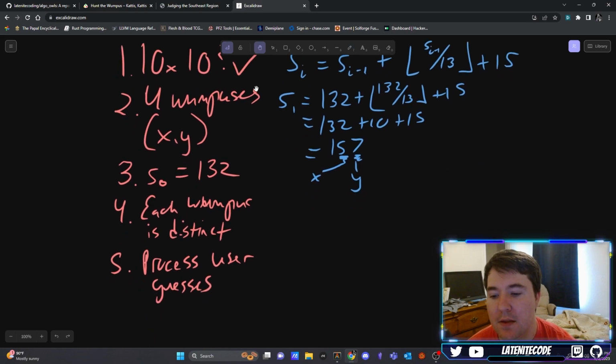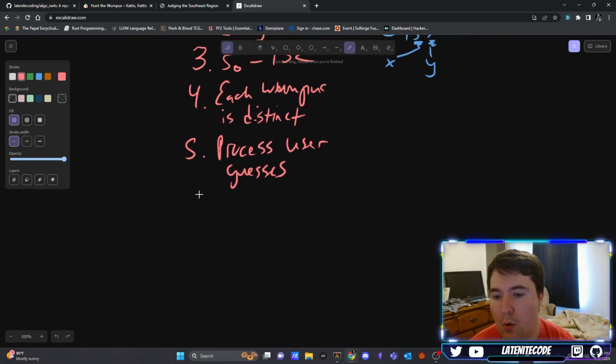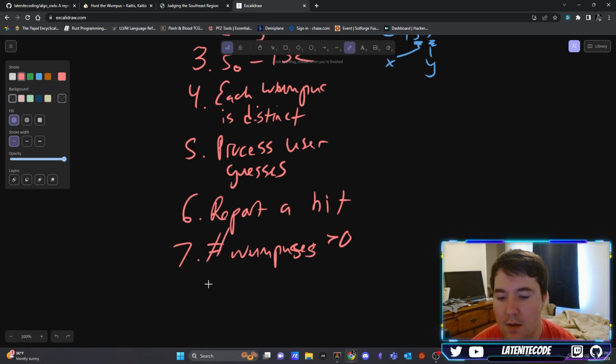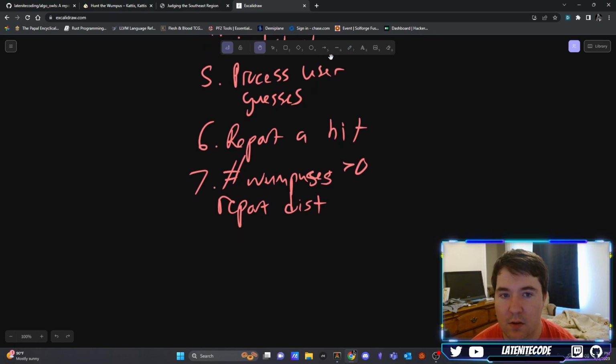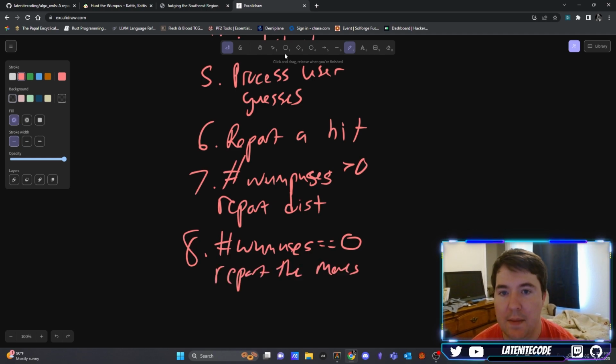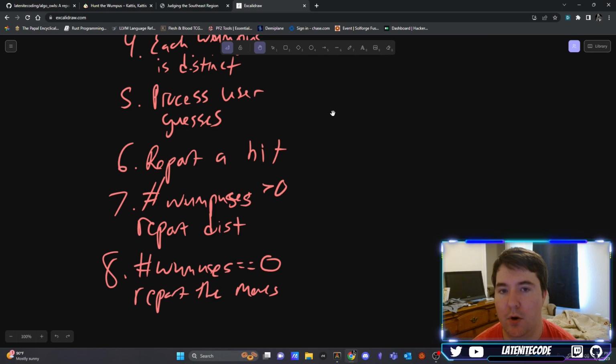Then the next thing after that is we need to report a hit. So if there is in fact a hit, we need to report one. And then if there are any Wumpuses remaining, so if the number of Wumpuses is greater than 0, then we also need to report a distance, which in this case is going to be a Manhattan distance. And then at the very end, whenever there are no more Wumpuses, so whenever the number of Wumpuses is equal to 0, then we also need to report the moves. And these are effectively all of the things that we need to do as a part of this problem.